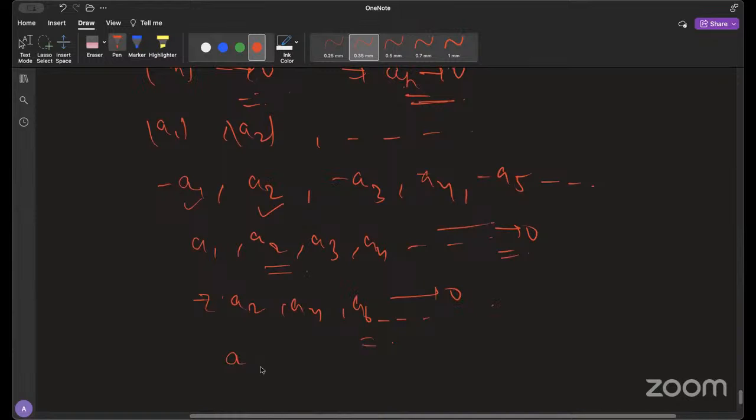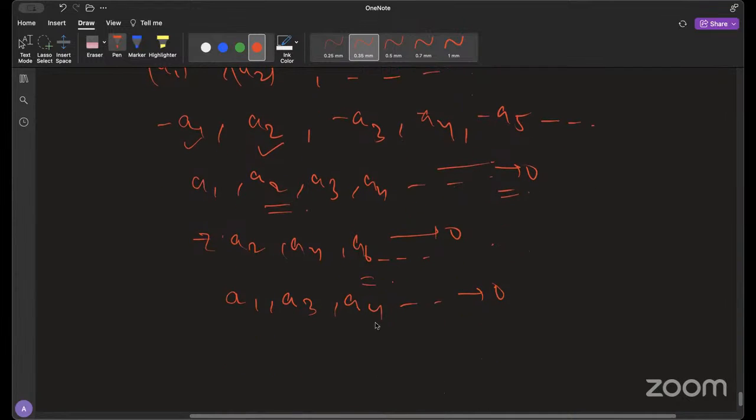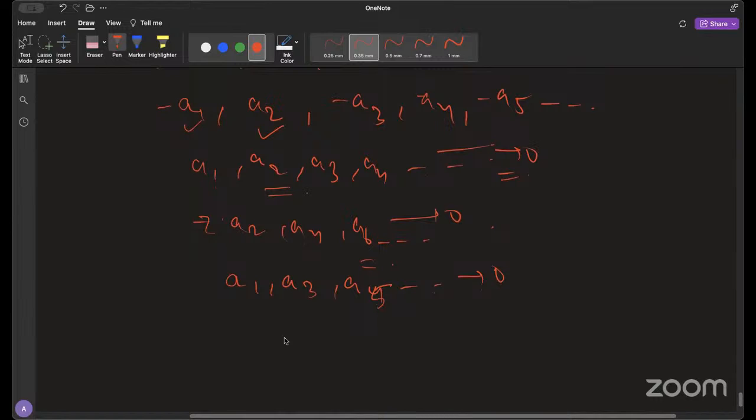And what about this one? a1, a3, a5, and so on. This is also going to 0, right? This is also going to 0. And even if you put a negative sign here, it still goes to 0, right? Let's just say you have 1 by n. This is going to 0. Minus 1 by n also goes to 0, no? It will just have different signs, but eventually they're going to the same thing.